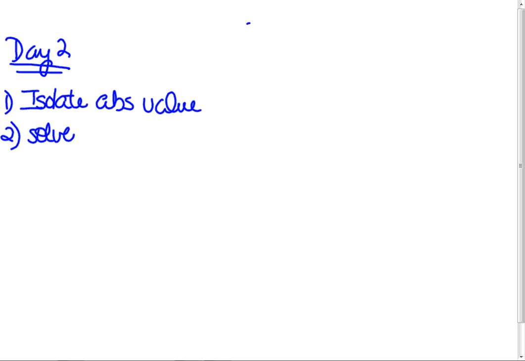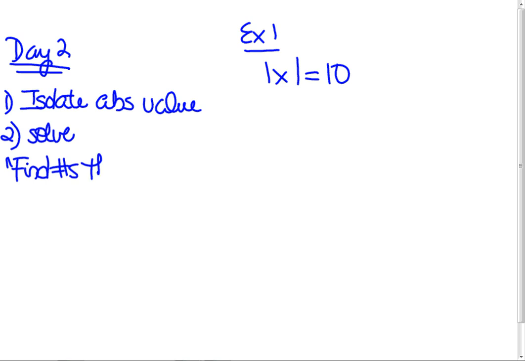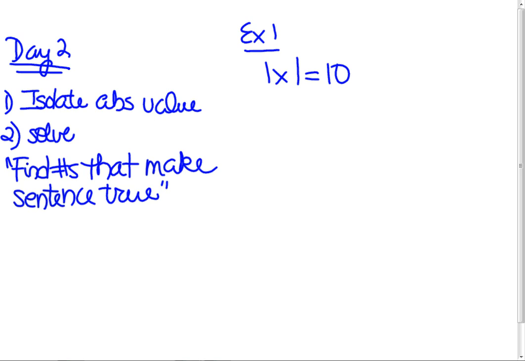Okay, let's do example 1. Ready? I'm going to teach it right now. So it's the absolute value of x is equal to 10. That's an equation. Now what does it mean to solve an equation? It means to find the numbers that make the sentence true. Find the number or numbers, there may be more than one, that make the sentence true. We're going to make things harder. We have to get the easy stuff first.